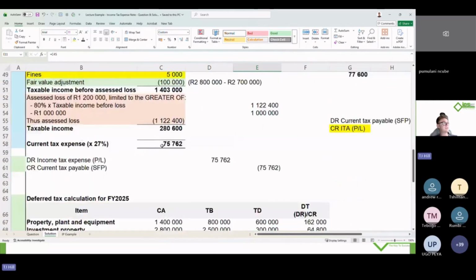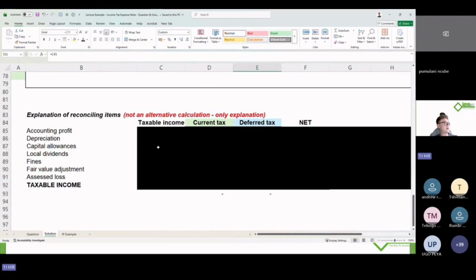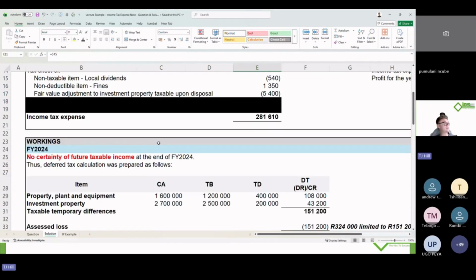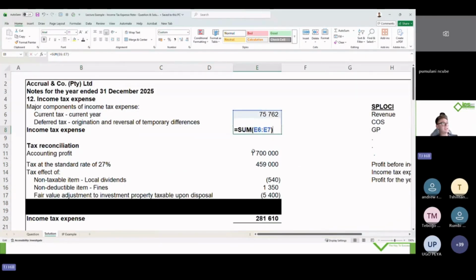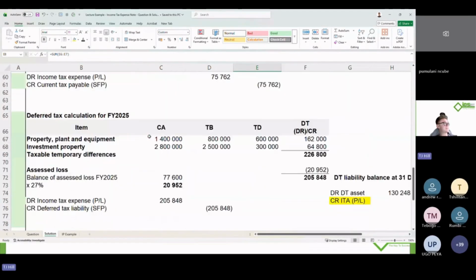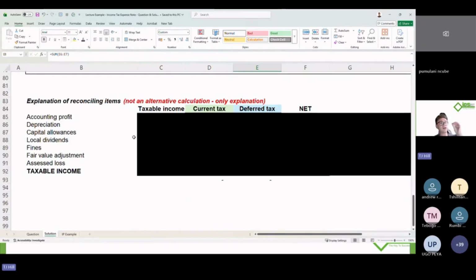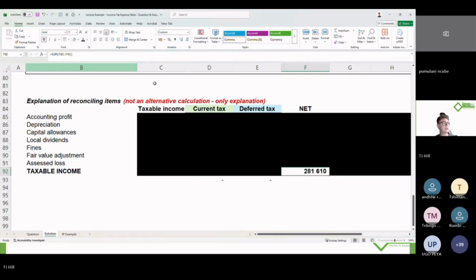Now, to explain the assessed loss to you and all of what I just did, I'm going to summarize it for you here at the bottom. What we said was, and you must work with me, the income tax expense is the sum of my current tax and my deferred tax movement. That gives me my income tax expense. I am going to show you how these adjustments flowed into my current and my deferred tax, because eventually I need to get to my income tax expense.